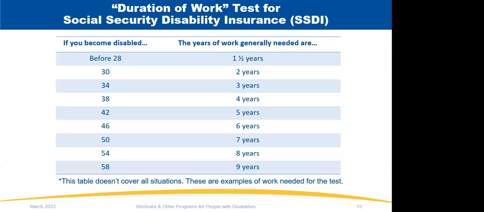With the duration of work test, we're going to be looking at how many years you have. If you became disabled before age 28, you need 1.5 years of Social Security earnings. If you became disabled at 42, you need 5 years of Social Security earnings, and so on and so forth.